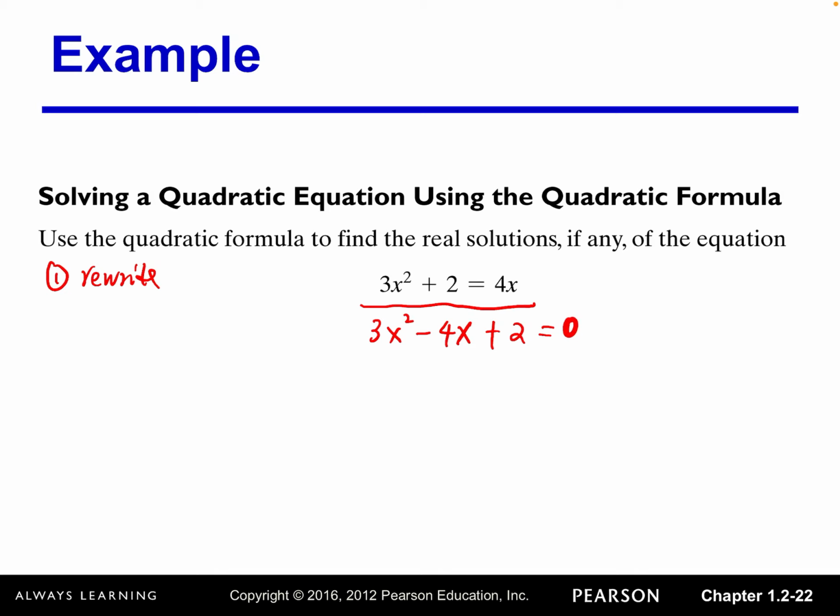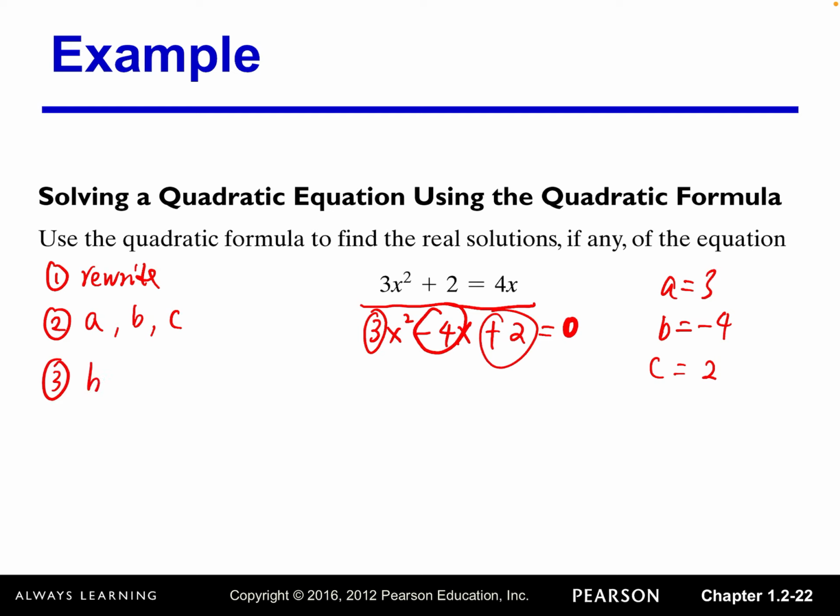After you write it in standard form, we can identify the three coefficients, right? Find the a, b, c values. So a equals what? 3, right? So a equals 3. What's the b value? Can you try? b equals negative 4. c is the constant term, which is positive 2. c equals 2.